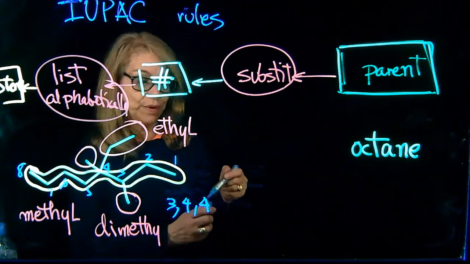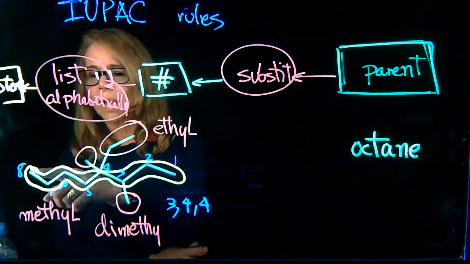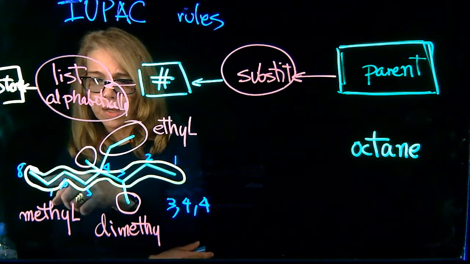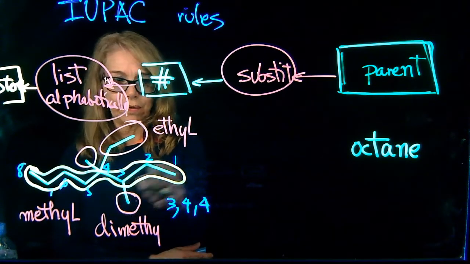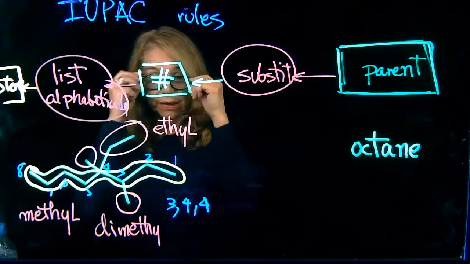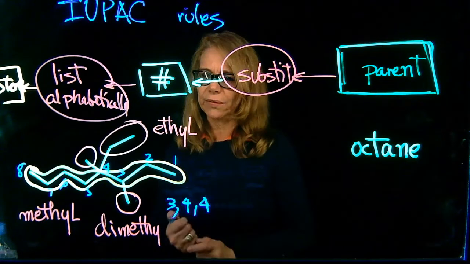If I do the numbering the opposite way, so from left to right, then the substituents would be 1, 2, 3, 4, 5, and 5 and 6. So the correct number is this, because it will assign a smaller number to the location of the substituent. So that's the right number.